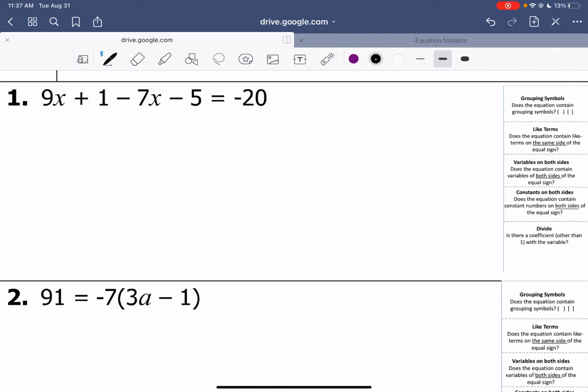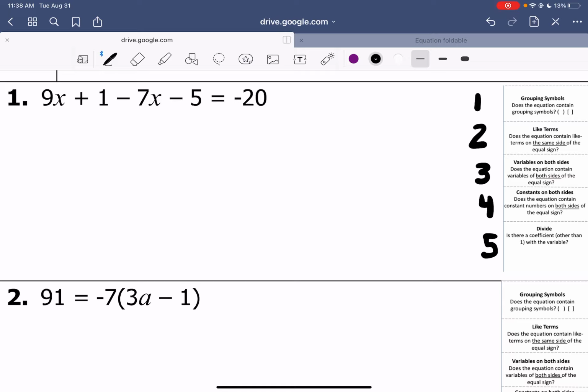So when we're solving equations, we're going to be solving up to 5-step equations, and we're going to ask ourselves these 5 questions off here to the side, and solve them in order to get our variable by itself. It helps to go in a specific order so that we don't make silly mistakes.